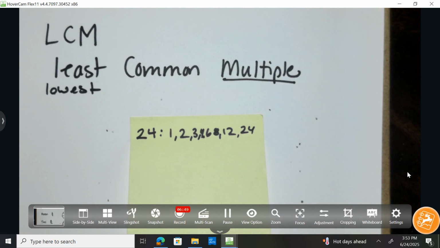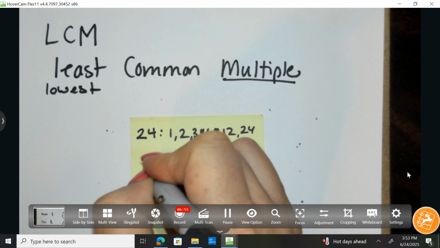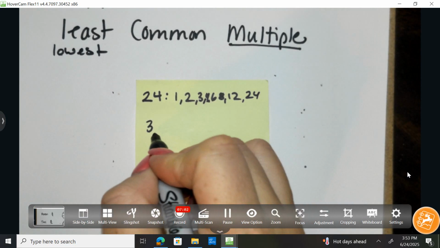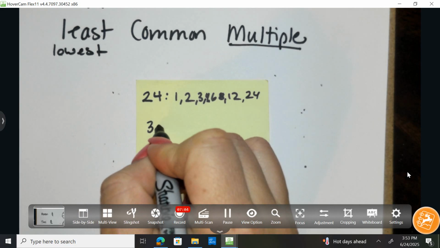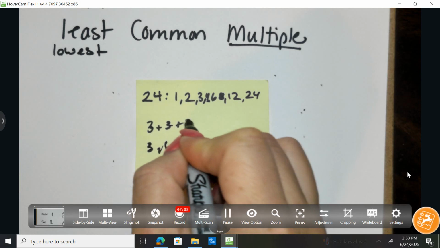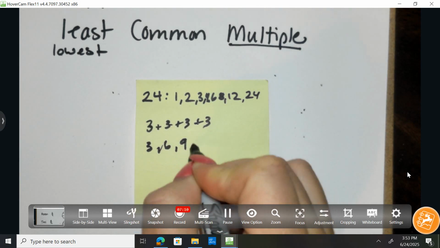When you see the word multiple, we're going to take a number, let's choose an easier number, like 3, and we're going to count by 3s. I'm going to describe a couple ways we can do this. You can go 3 plus 3. So the first multiple is 3, and then 3 plus 3 is 6. Add 3 to it again, we have 9. Add 3 to it again, we have 12.